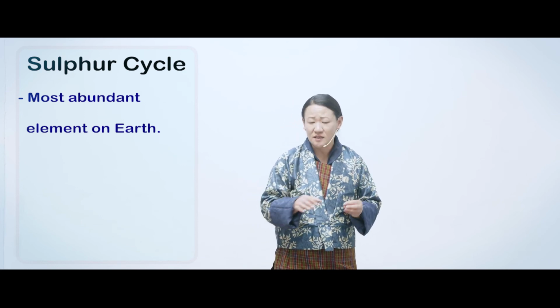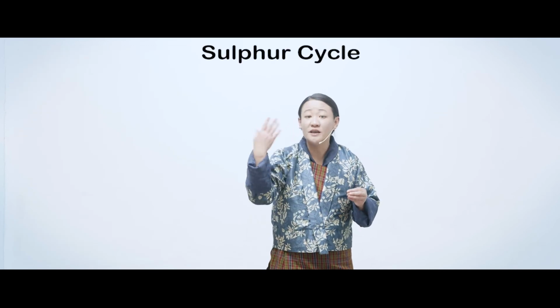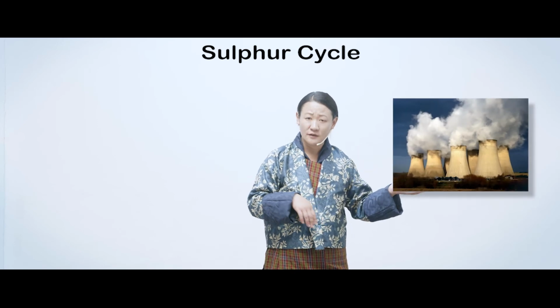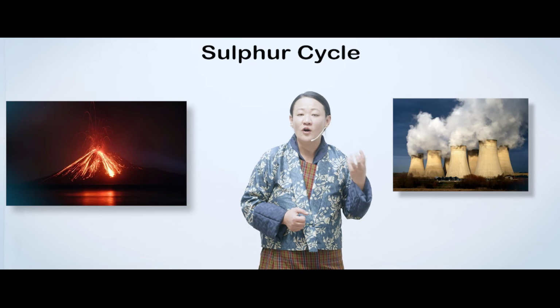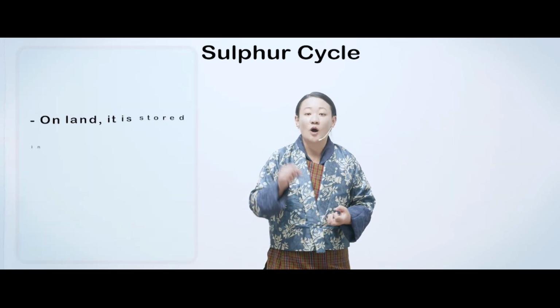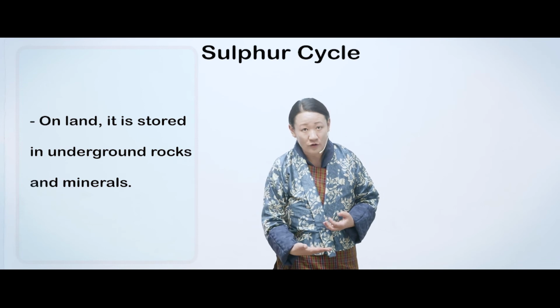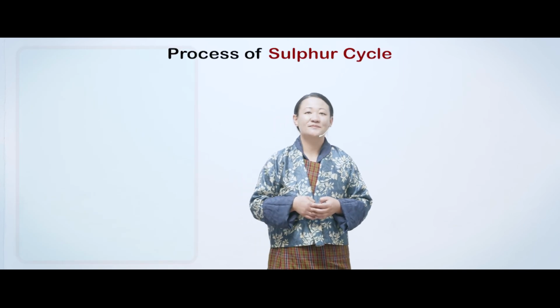It is present in all kinds of proteins. It is released into the atmosphere by the burning of fossil fuel, volcanic activities, and decomposition of organic molecules. On land, sulfur is stored in underground rocks and minerals. The next one is the process of the sulfur cycle.